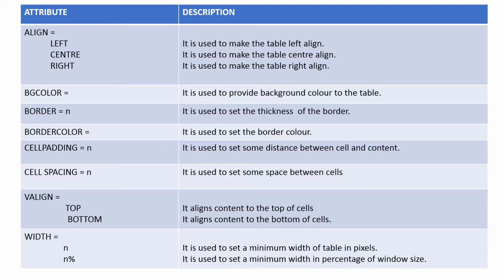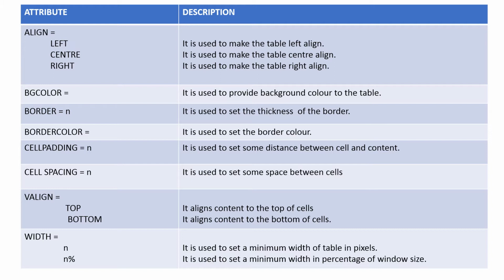Then cellspacing. Cellspacing is used to set the space between the cells. If you want more space between two cells, then you can use the cellspacing attribute. Next is valign. Valign is used to align the content of the cell to the top or to the bottom. Valign is equal to top: if you are using top, then it aligns the content to the top of the cell. Now valign is equal to bottom.